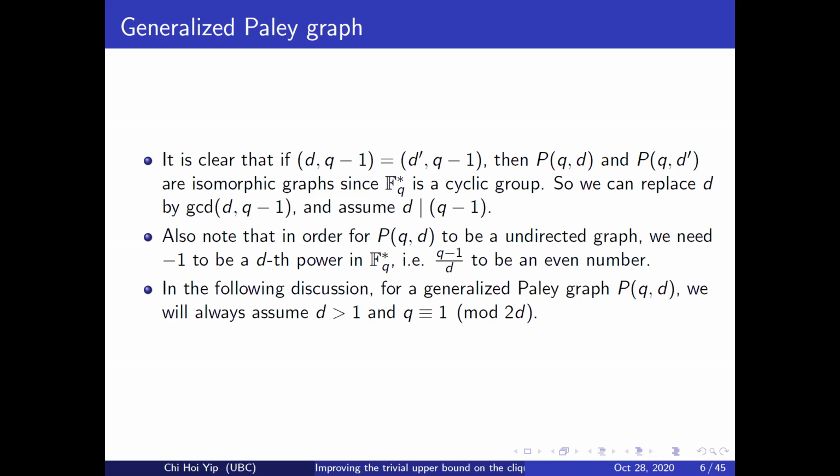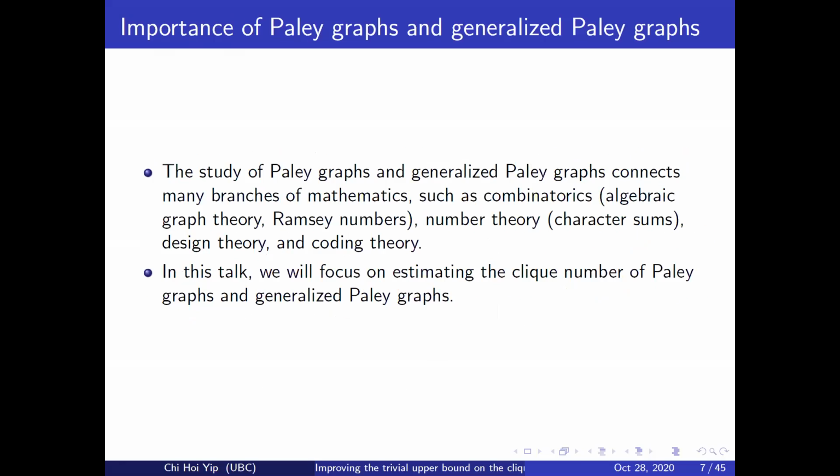And also, because we want this generalized Paley graph P_{q,d} to be an undirected graph, we need -1 to be a d-th power in F_q star, which means (q minus 1) over d is an even number. So with these two conditions, in the following discussion we will always assume that q is congruent to 1 modulo 2d. That will be convenient for our future arguments.